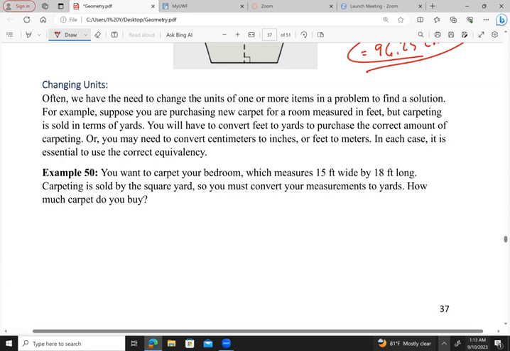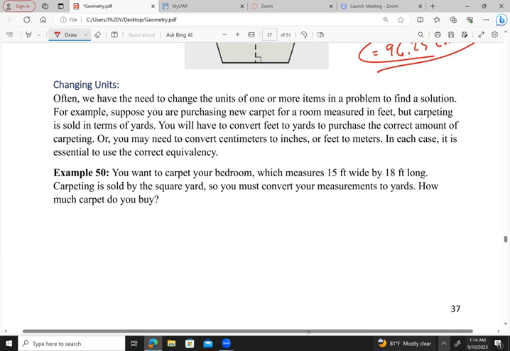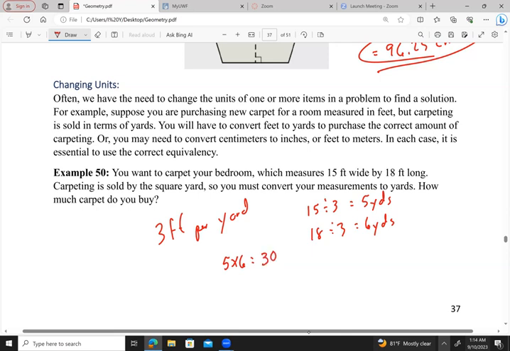So you must convert your measurements to yards. How much carpet do you buy? Okay, so there's 3 feet per yard. So essentially I take the number of feet and divide it by 3. So 15 divided by 3 is 5 yards. And 18 divided by 3, I have 6 yards. So my room is 5 yards by 6 yards. So I simply multiply 5 times 6 and I get 30 square yards.